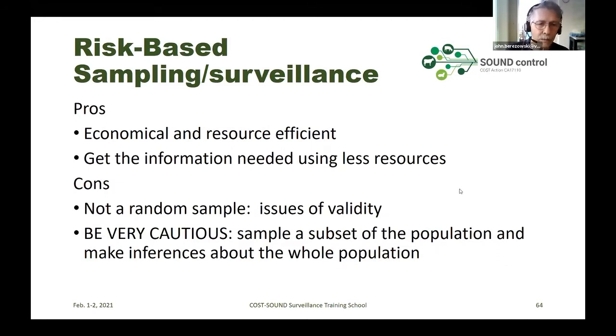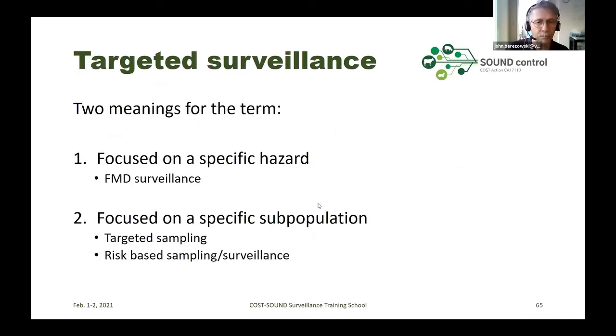Pros are it's economical and resource efficient, and you can get the information you need using fewer resources usually. But again, it's not a random sample, so you have issues of validity, and you have to be very cautious about generalizing to the whole population. You can, but you have to be very careful about how you do it, and you have to be very certain about what you're doing, because you're taking a sample from only a subset of the population, and you're making inferences about the whole population.